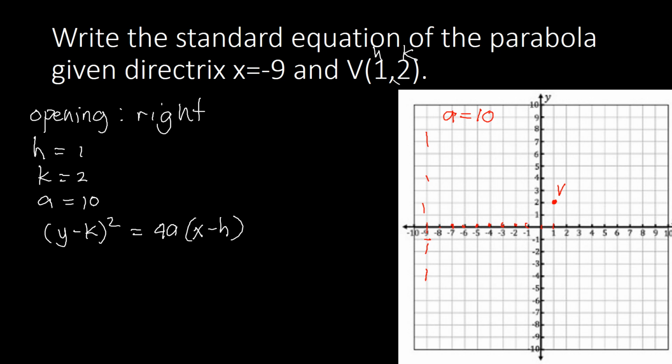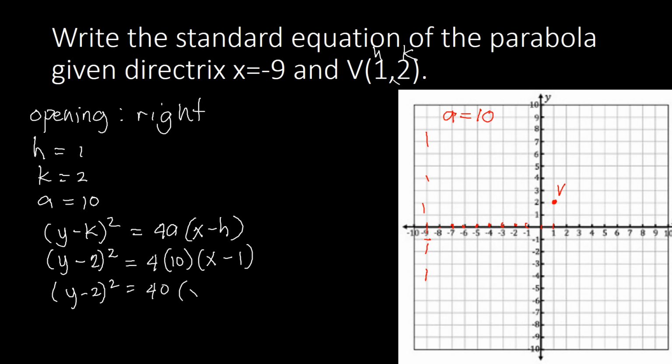After that, we are going to plug in the information that we've written at the top. So we have (y minus 2) squared, that will be equal to 4 times our a, which is 10, times (x minus 1). Simplifying this part, this should now be (y minus 2) squared equal to 40 times (x minus 1). And that is our standard equation of our parabola.